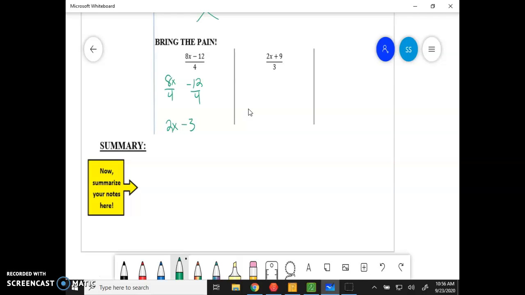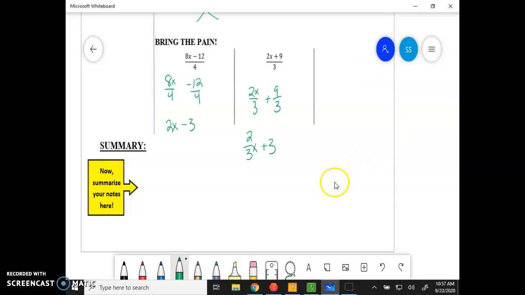Okay, how about this one here? Make it 2 different problems. We get 2x over 3 plus 9 over 3. So 2 divided by 3, we can just keep that as a fraction. We can actually probably write that a little bit better like that. And then 9 divided by 3 is 3.